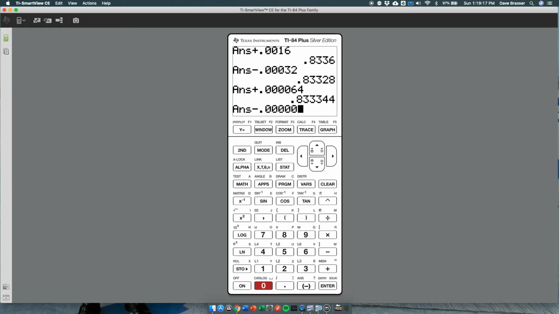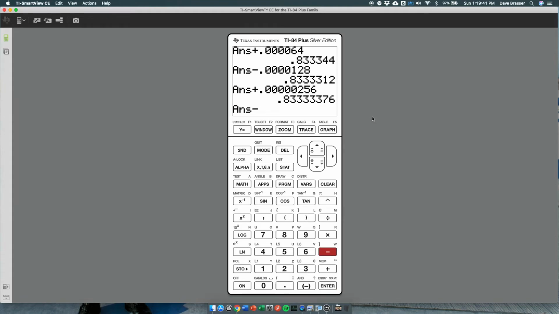0.000128. Oh, no, one too many. And we keep on going. Let's see. Plus 0.00000256. And you'll see it's getting closer and closer and closer. You see we're getting more and more 3s as we go along here. So it's like 0.833333333, and then 76. Let me just do one more.